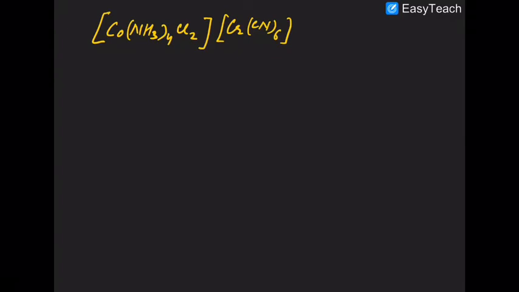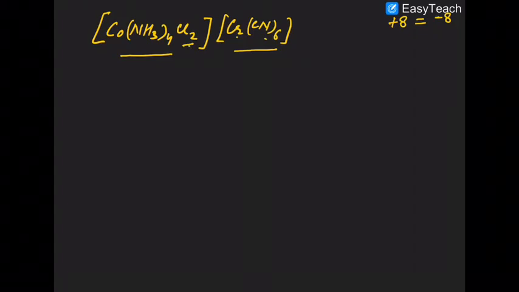Now let's look at one more interesting example. This is the cationic complex, this is the anionic complex. Overall, how much? There are 8 negative charges, 2 from chlorine and 6 from cyanide. So there are 2 atoms, one is chromium, other is cobalt. So the charge should be equally distributed. Total negative charge is -8, so total positive should be +8.